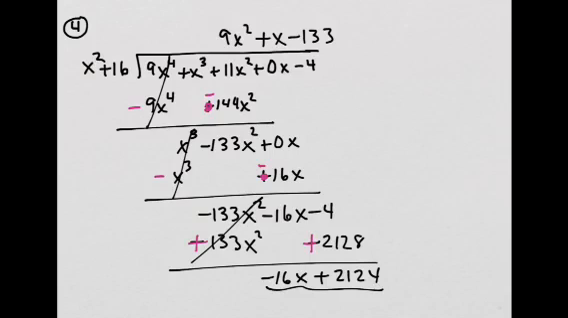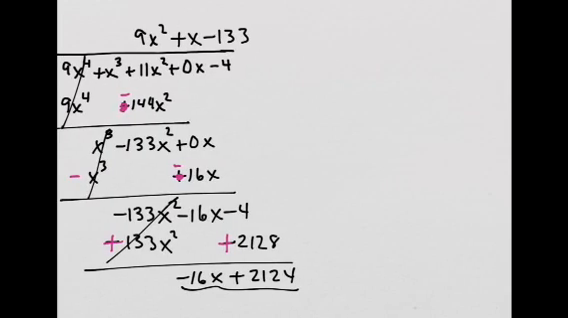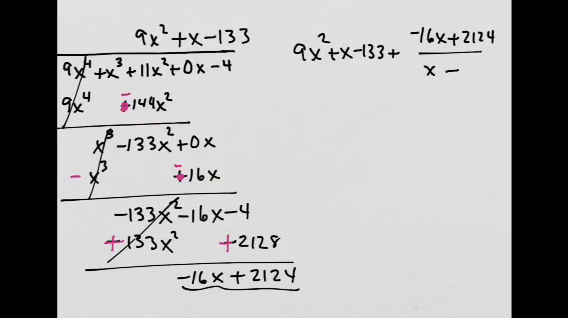Okay? So now the way I write the answer is just simply 9x squared plus x minus 133 plus the remainder divided by the divisor, which was what, x squared plus 16. Oops. So that would be the answer.